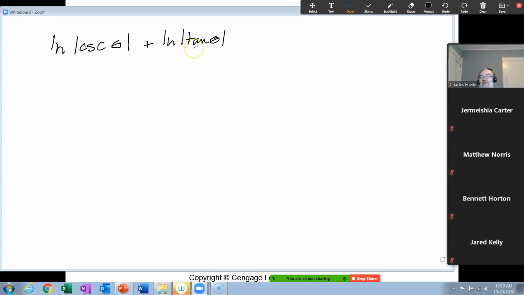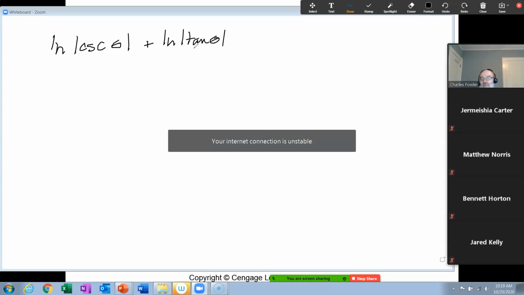However, tangent can be 0, specifically at theta equals 0. So we have to basically exclude the possibility of theta equals 0 because you cannot take the log of 0 either. You can't take the log of a negative number.